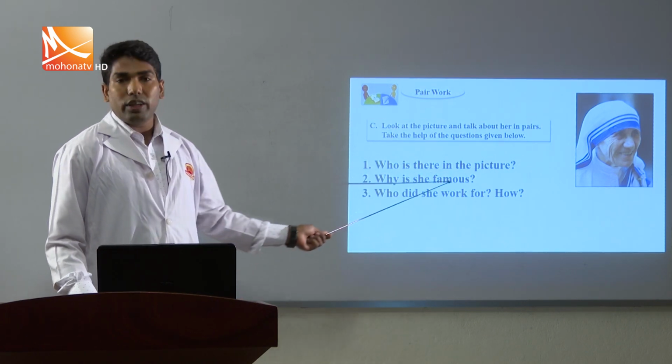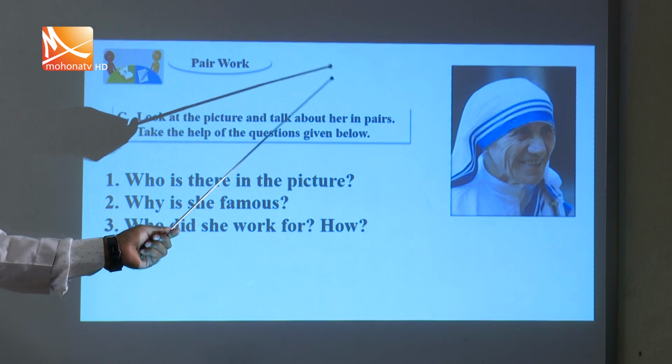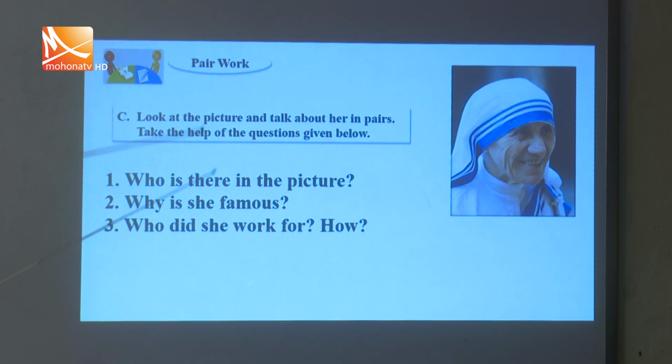And why is she famous? She is famous because of her humanity and her love for the poorest of the poor. And who did she work for? She worked for humanity. And how? She worked as a devotee, and she dedicated her life to the welfare of mankind.